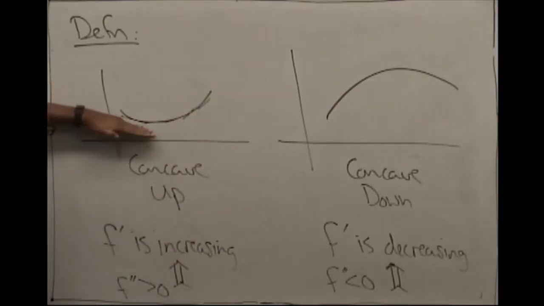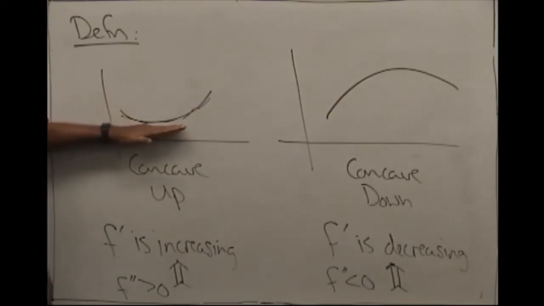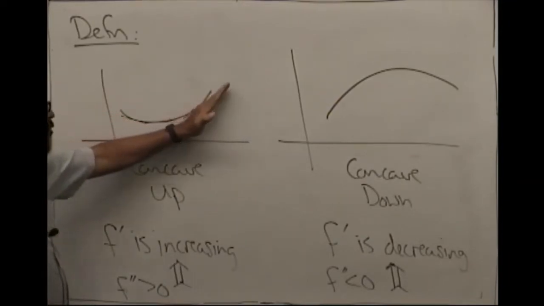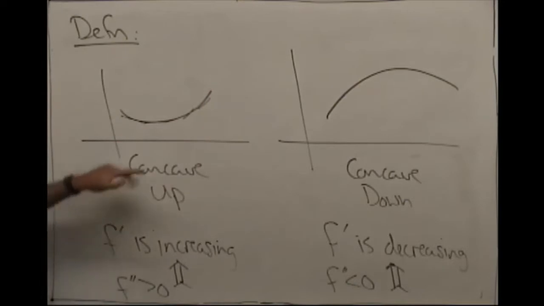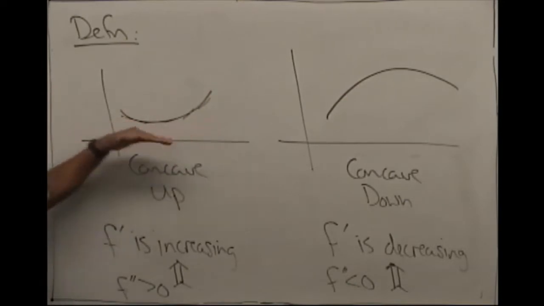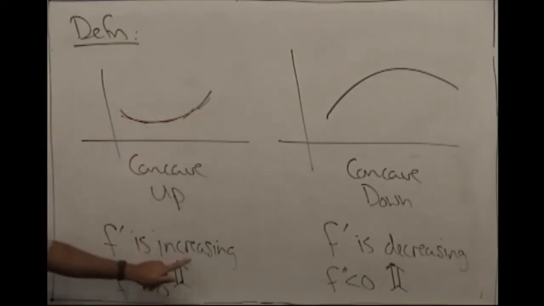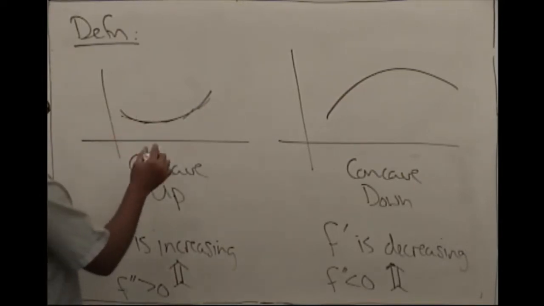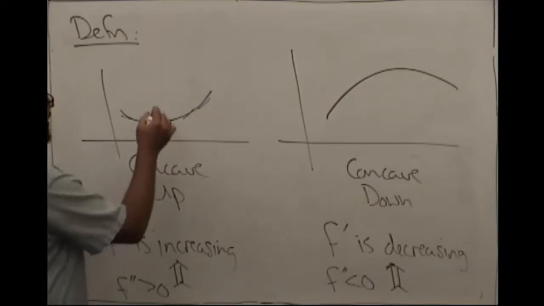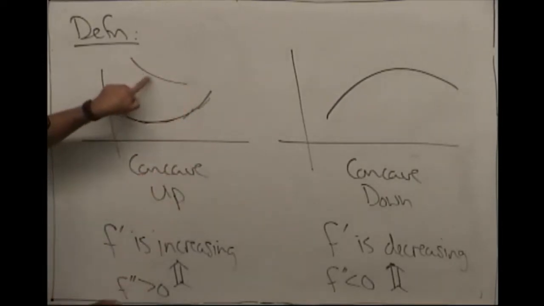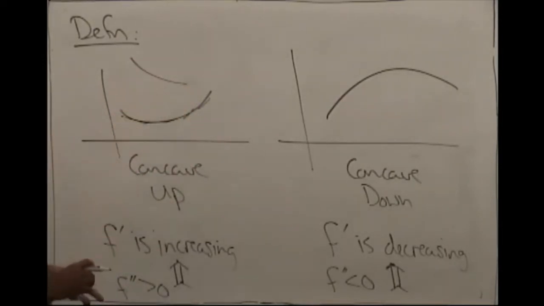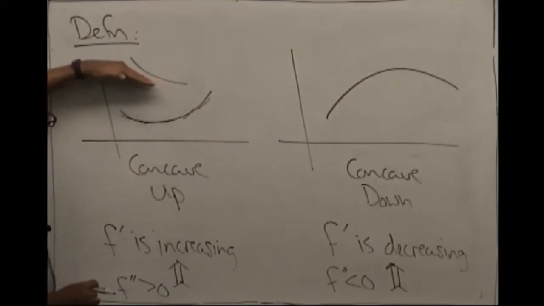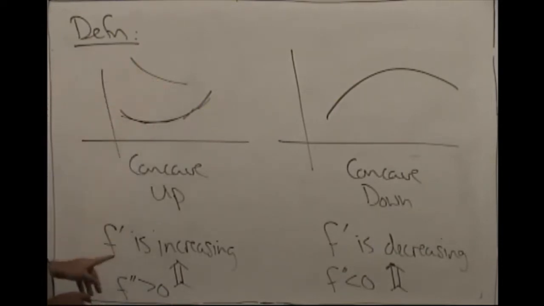When you read from left to right, what's happening to the slopes at every point? Here the slope is negative. Now it's 0, now it's positive, now it's more positive. So the slopes are increasing. Not necessarily the function, because, for example, here's a function that's decreasing and concave up. Again, the slopes are increasing. So for concave up, that means the first derivative is increasing.